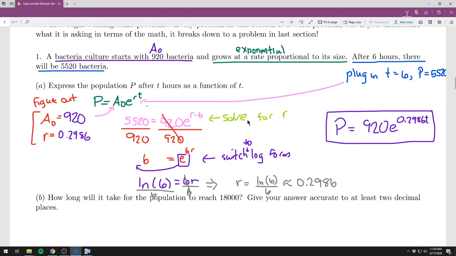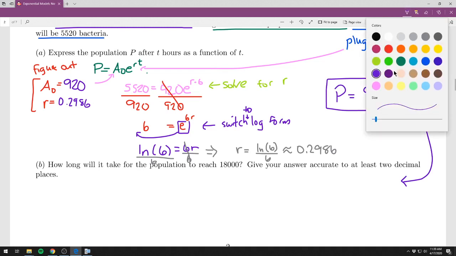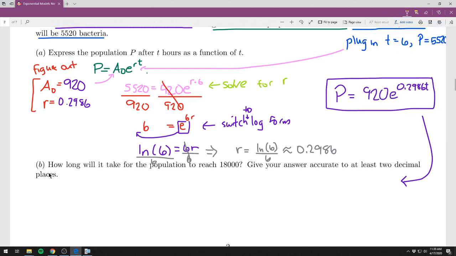P and t are the variables. A0 and r are what we plug in. What we are now asked to do, using this equation, is: how long will it take for the population to reach 18,000? One thing I like to do is realize it's telling you what to solve for and what to plug in. It's asking how long, which means we're solving for t. And it's asking us what is t when our population P is 18,000.